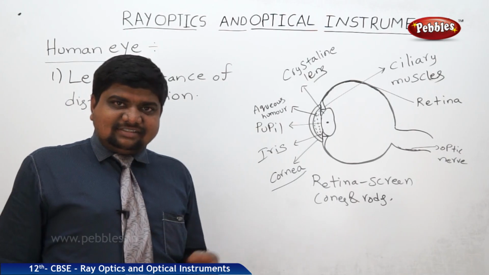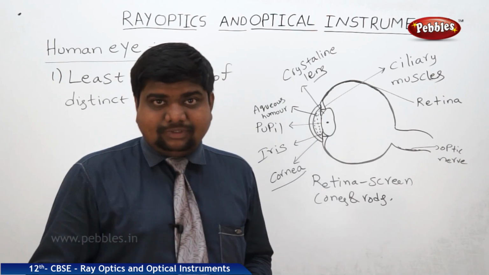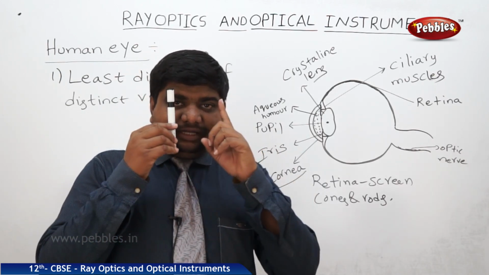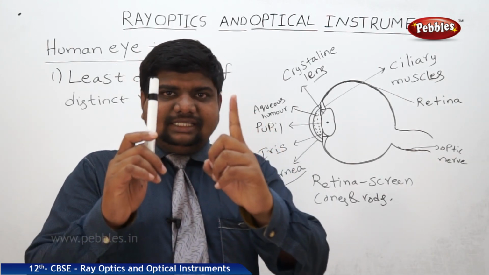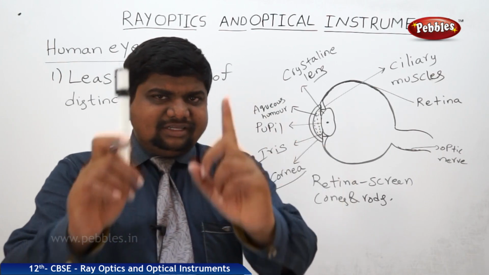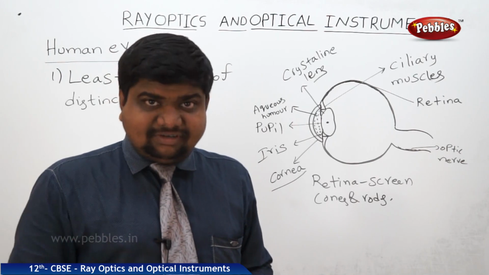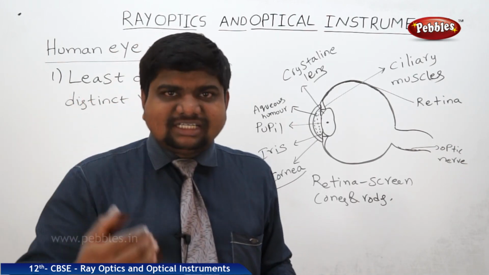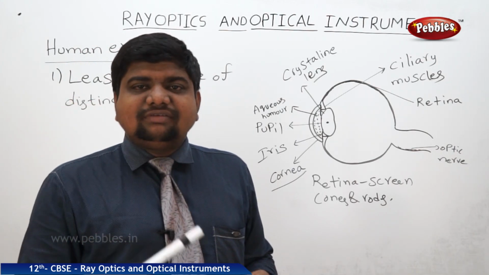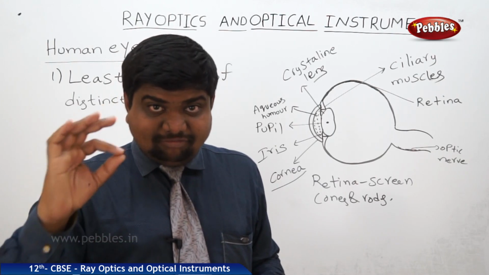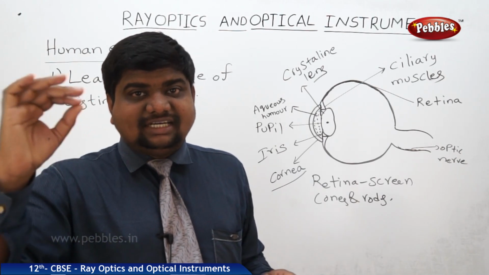So what is the least distance of distinct vision? Suppose I place two objects in front of my eye and I want to distinguish them. If I place them very close in front of my eye, I may not be able to. But if both objects move away from my eye, at one particular distance I may distinguish between the two objects, meaning I can see the difference and see the object clearly. So at what least distance can an observer see the object clearly without any deformations? That distance is called the least distance of distinct vision.